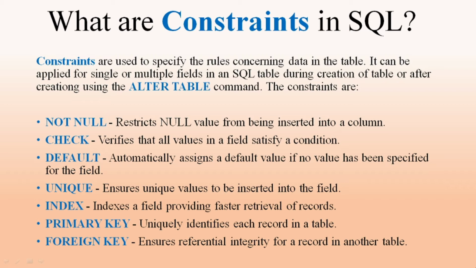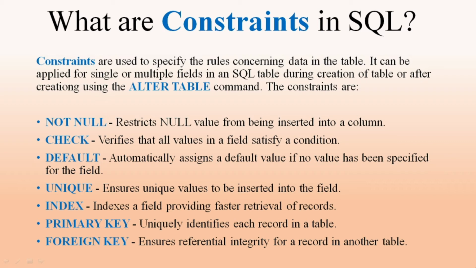So the not null constraint is used to restrict a null value from being inserted into a column. Suppose you want a field to have a value mandatorily, then you should use the not null constraint. The check constraint verifies that all values in a field satisfy a condition. So what does the default constraint do? It automatically assigns a default value if no value has been specified for the field. So if you don't enter a value for a specific field and if there is a default constraint, then by default it will assign the default value to that particular field.